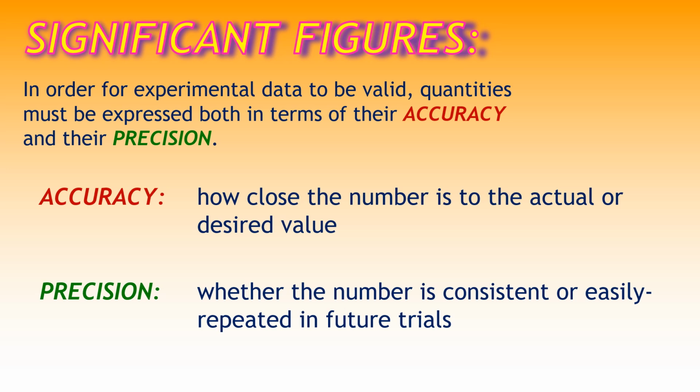Accuracy and precision are often used as if they mean the same thing in North America, but that's not the case. Accuracy is how close the number is to the actual or desired value, while precision is whether or not the numbers we have are consistent with each other. Are they easily replicated or easily repeated in future trials?